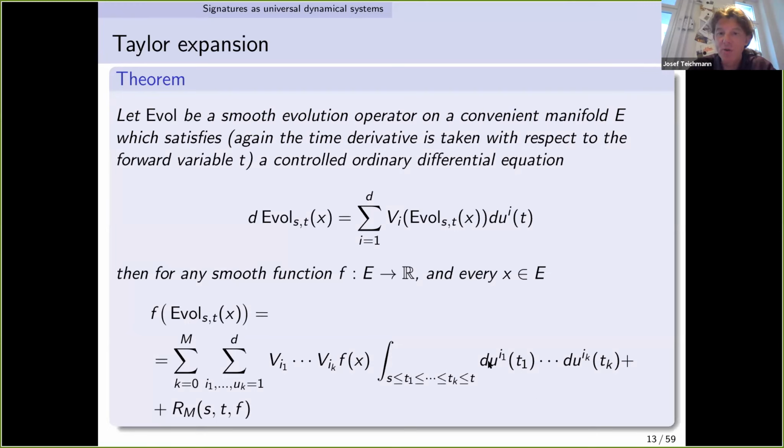Why is it non-commutative? Because the value of such an iterated integral obviously depends on the order of the coefficients I have here. If this is more than one-dimensional, I can have first component, second component, first component, and so on, and the result depends on the order.